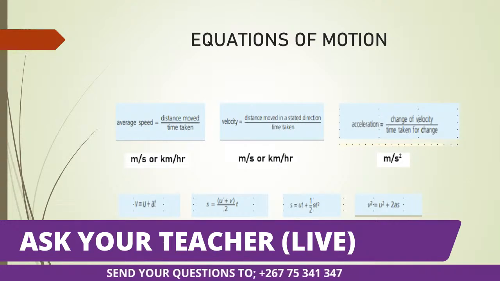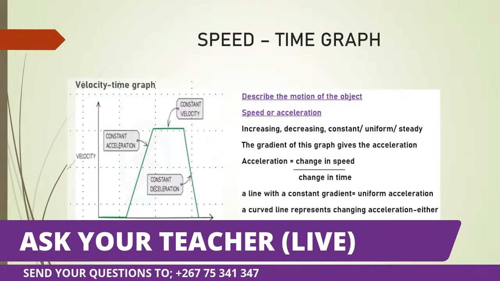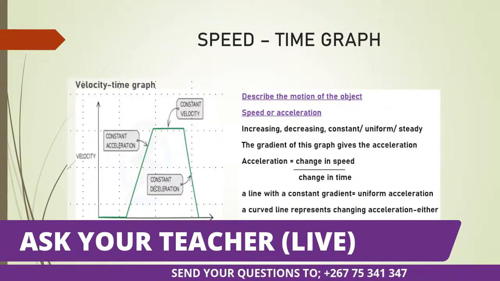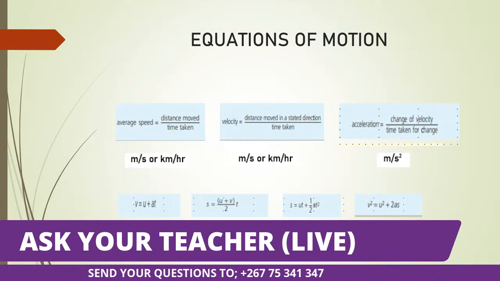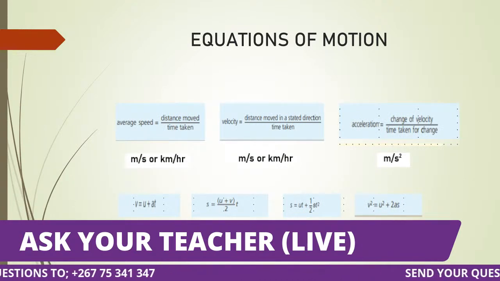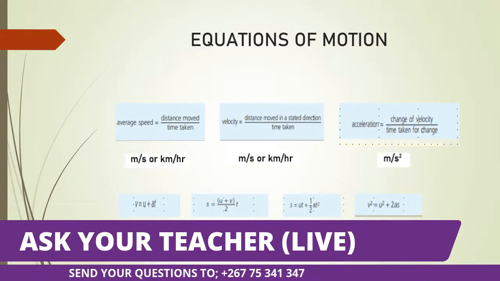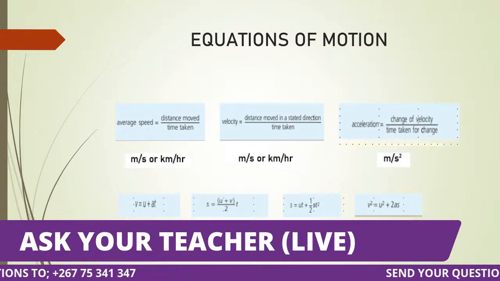Equations of motion. There are a number of equations that we have to know, which will be required to use in the exam, as shown. Average speed, which is equal to distance divided by the time taken. And your units are meters per second or kilometers per hour. So it depends on what you are given in the question, and you use the correct units for that.